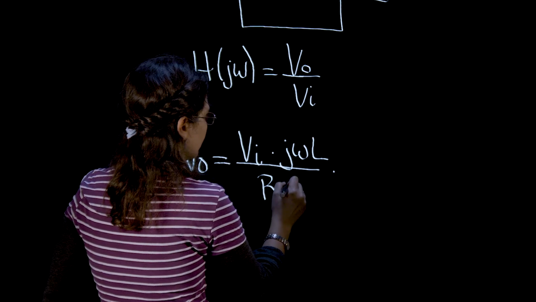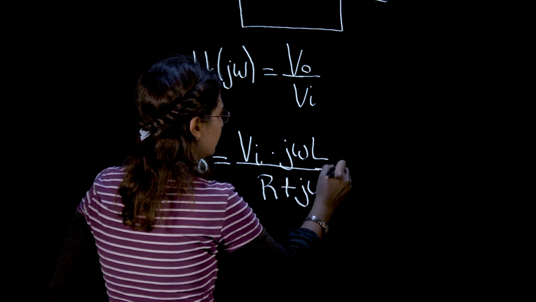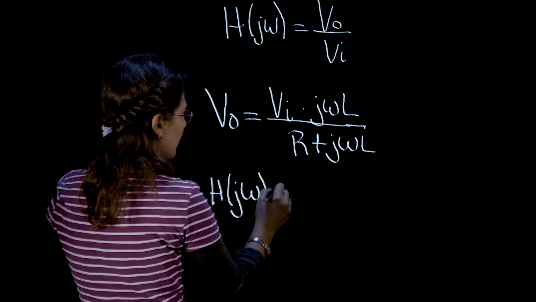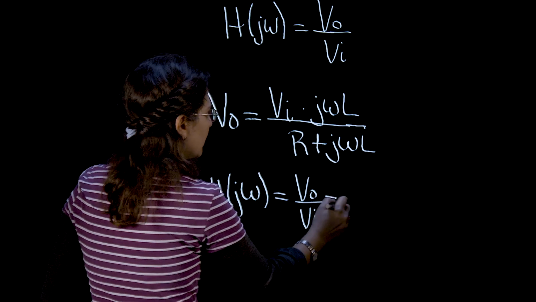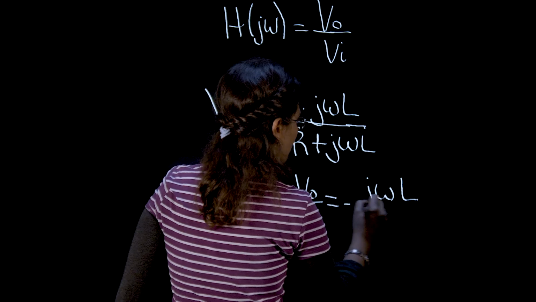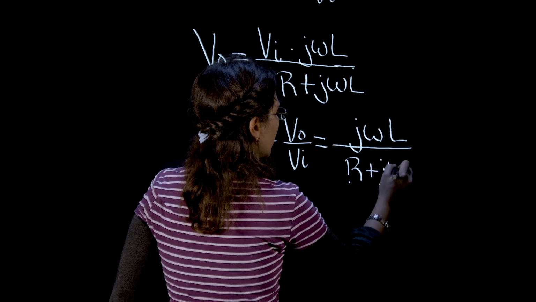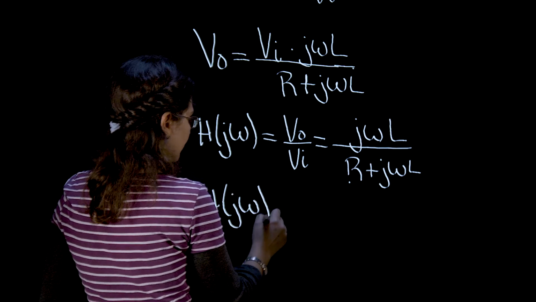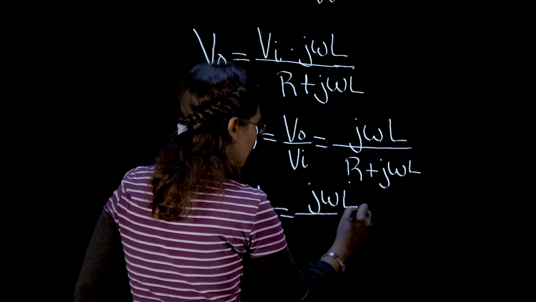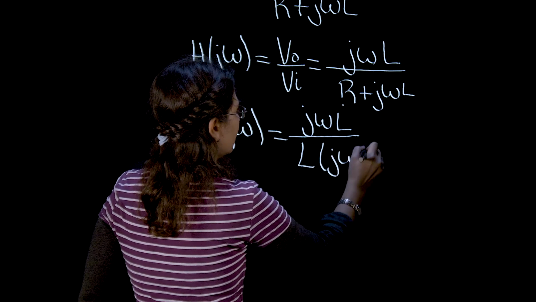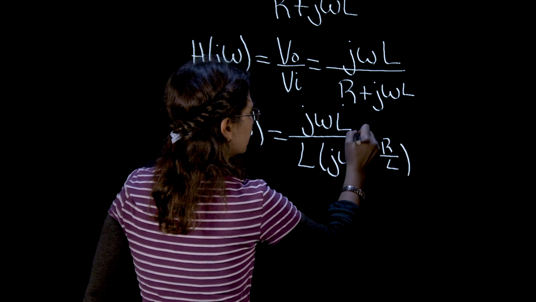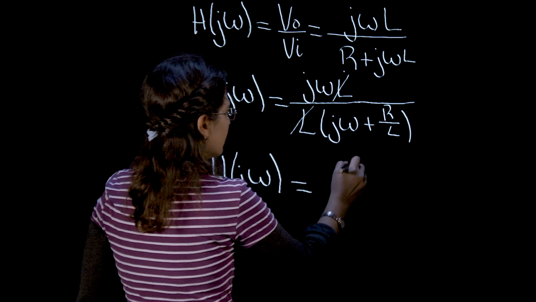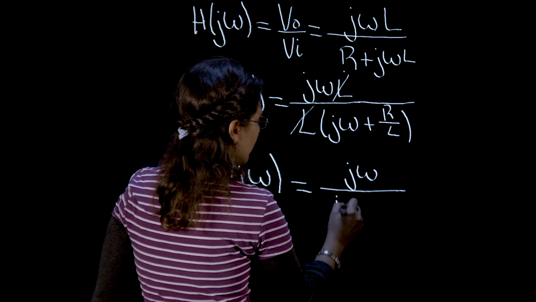So I have R plus j omega L. And with that, if I take the input voltage and bring it to the other side, I get the transfer function H of j omega equals output voltage over input voltage equals j omega L over R plus j omega L. Now we want to keep the j omega alone, so I'm going to bring the L out. j omega L over L times j omega plus R over L.